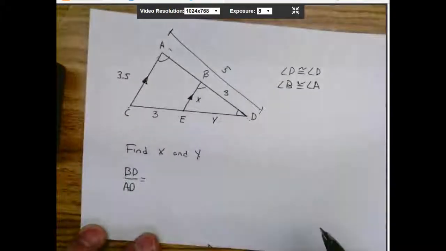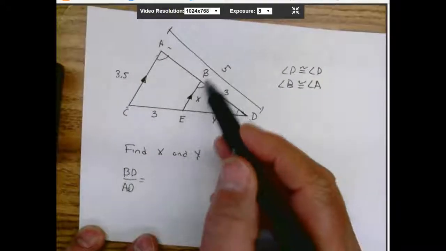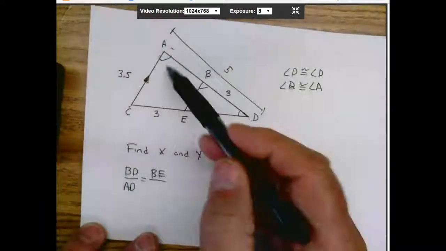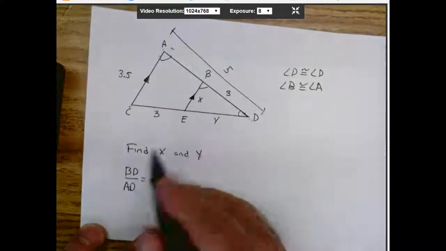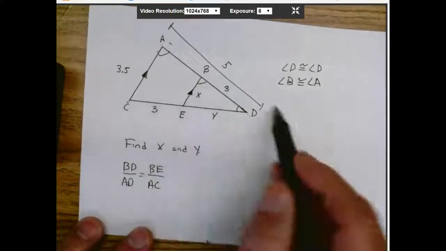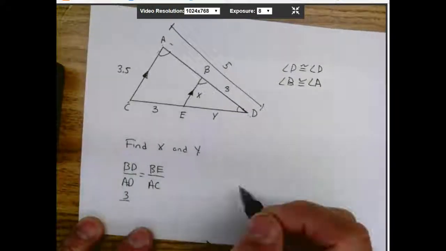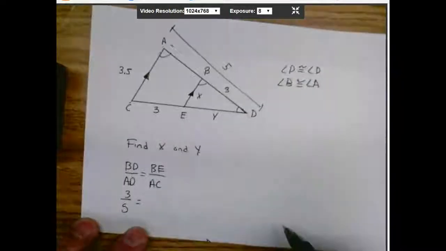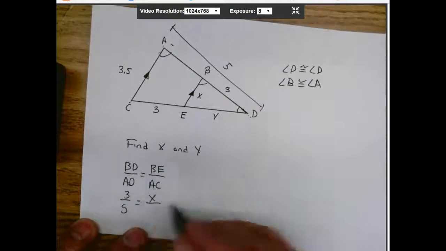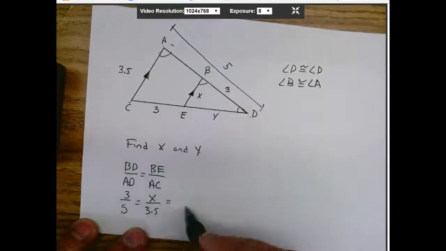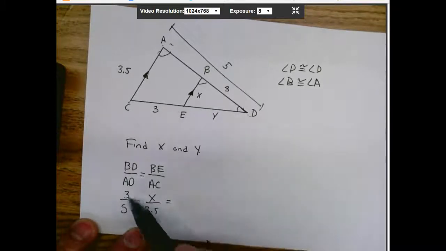So those are two things we know. Then we want to figure out what BE is, which is x, and then we just compare it to the same side, AC. We then plug in those numbers. So BD is 3, and AD is 5, and then that's equal to BE, which is x, and then AC, which is 3.5. I'm going to move it over here, and we're going to do cross multiplication.